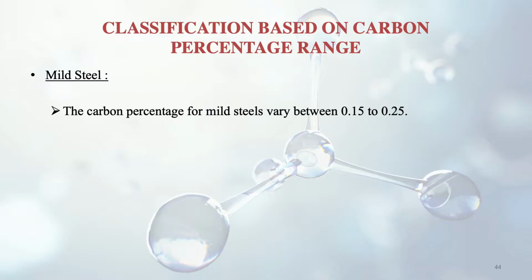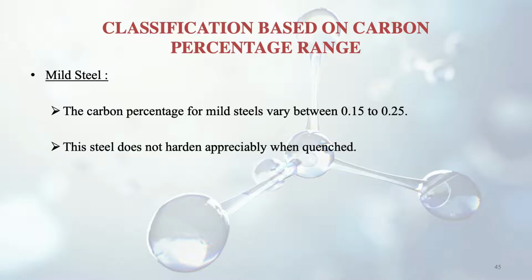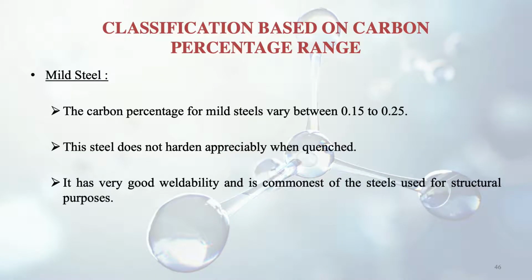Then the second one is mild steel according to the carbon percentage, and here the range of carbon is from 0.15 to 0.25%, and this steel does not harden appreciably when quenched. When quenching takes place, it will not harden. What is quenching actually? The steel is put into very cold water suddenly, and that process is known as quenching. And mild steel has very good weldability. So the welding process can take place very easily in the case of mild steel, and that's why it is the commonest of the steels used for structural purposes.